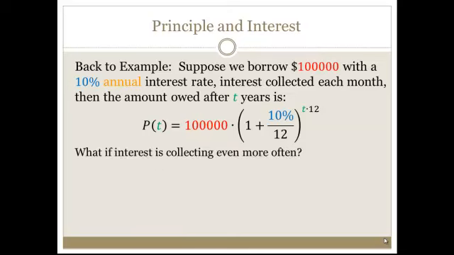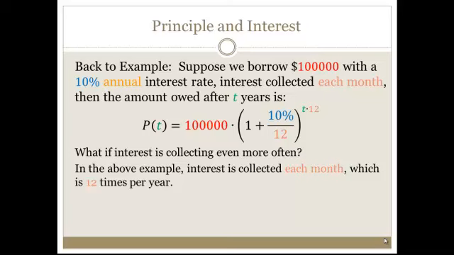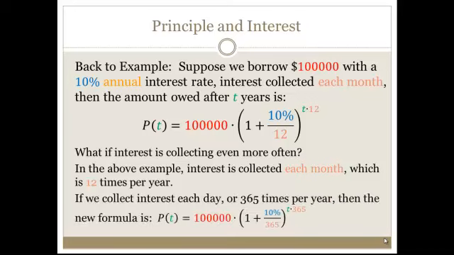To figure this out, let's look at what we just found. In the last example, interest was collected each month, which is 12 times per year. What if we collect interest each day, or 365 times per year? Then the new formula is P of t equals $100,000 times 1 plus 10% divided by 365, all to the t times 365.